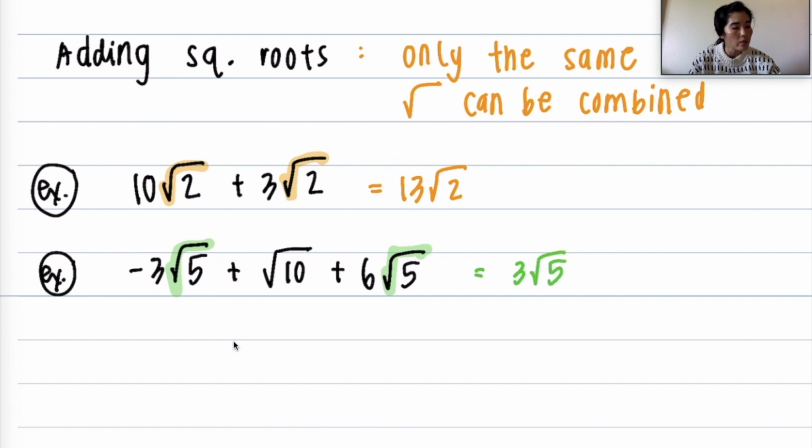And then again, notice here though, this guy, rad 10, he's different. He is not the same, so we can't combine him. So what we would do is we would just put plus rad 10, and then that would be our simplified answer. So there's nothing else you can do here. And again, that's because our radical values are different. So we cannot combine these because they are not the same. So just be very careful. So again, 5 and 10, not the same radical value.